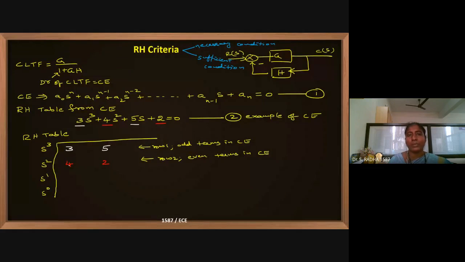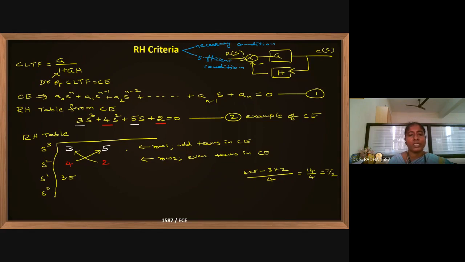Now, two rows completed. I have to find the values for the S power 1 row. What I have to do is multiply like this: 4 into 5 minus 3 into 2, divided by 4. What is the value? 20 minus 6 is 14, divided by 4, which is 7 by 2 or 3.5. I am writing 3.5.